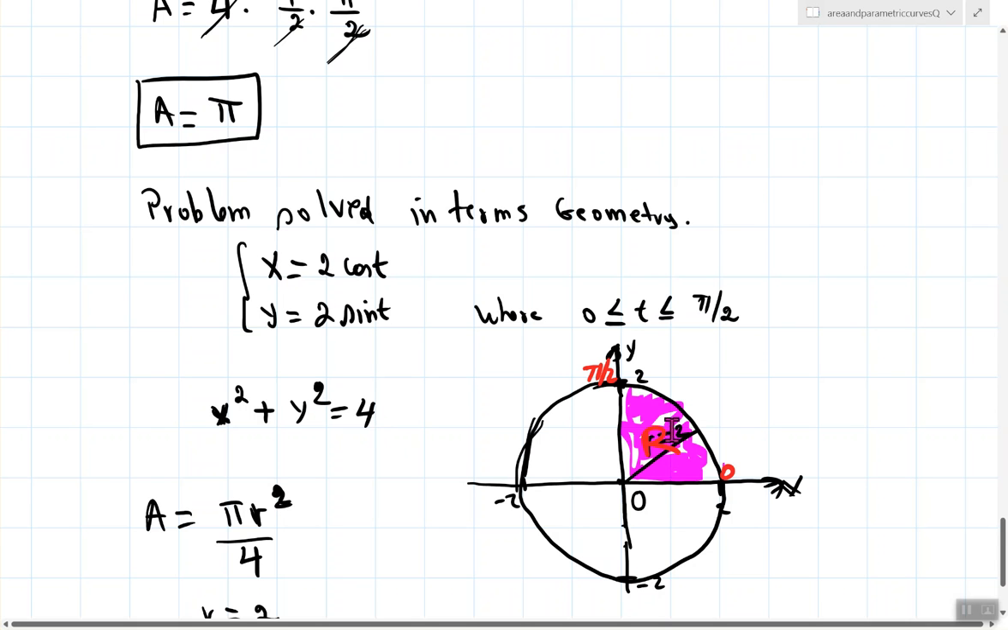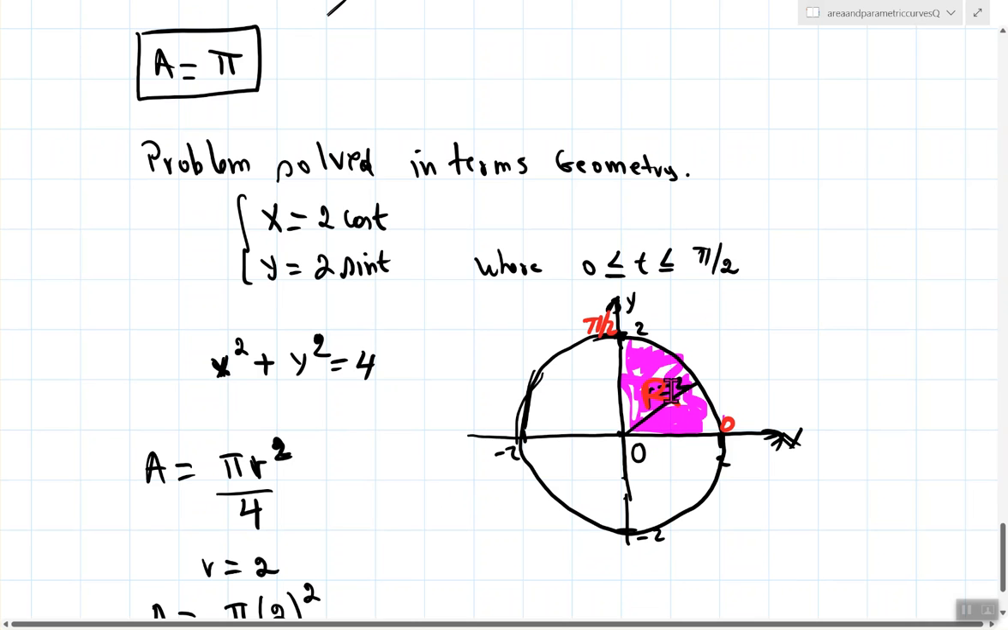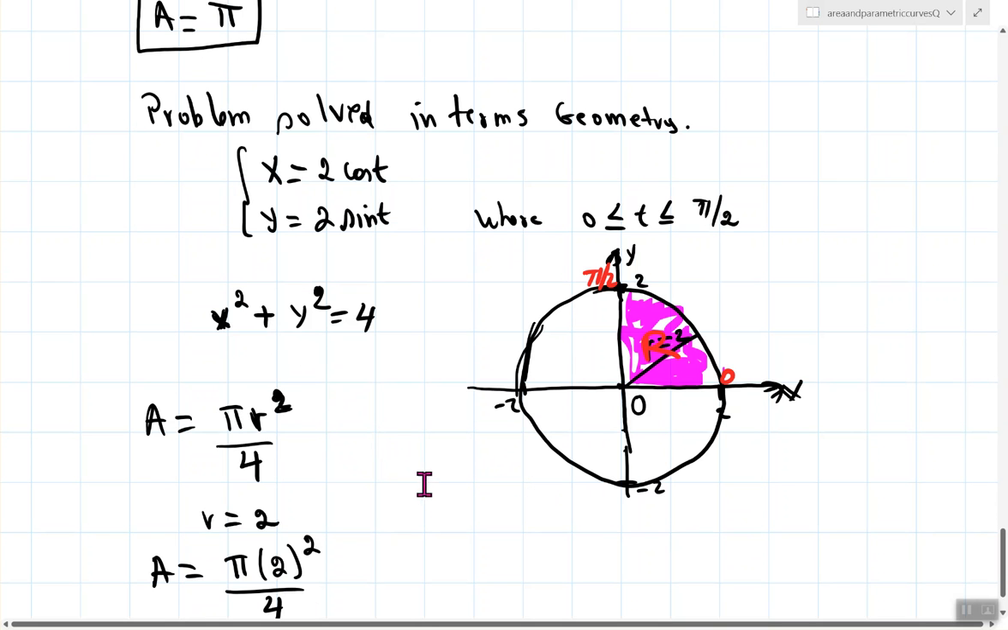But how do you find the area of this? This is a quarter of the circle. How do you find it? We know in general to find the area of the entire circle, we usually take pi times r squared. But because this is just 1/4 of the circle, it's going to be pi times r squared divided by 4.